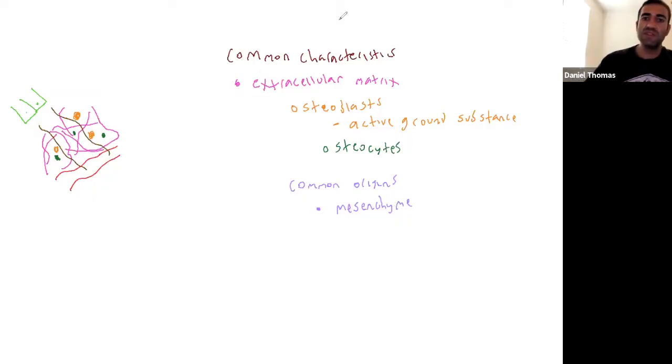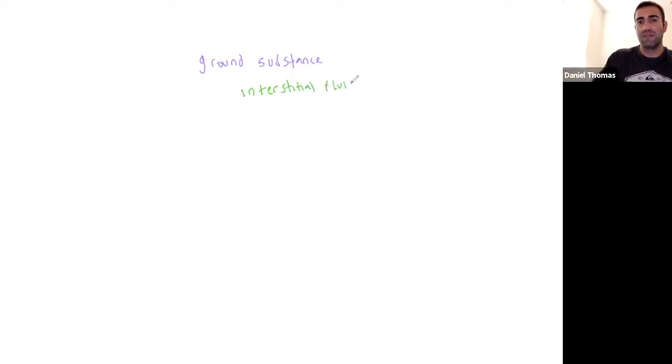Okay, so what exactly is this ground substance made up of? Well, the first is going to be interstitial fluid. Interstitial is another term for extracellular fluid. Most connective tissue, especially the looser connective tissue that's a little bit more malleable, is going to be composed mainly of water.